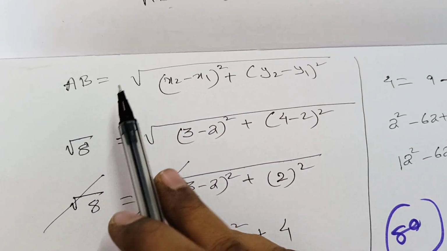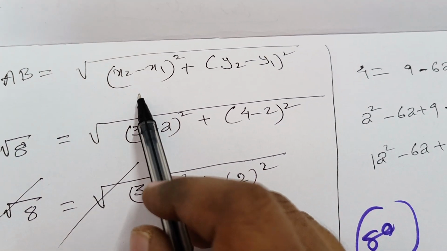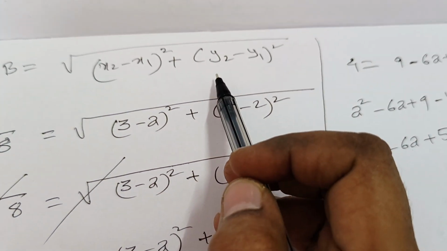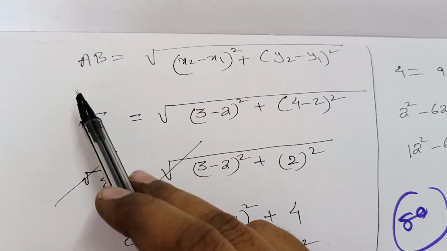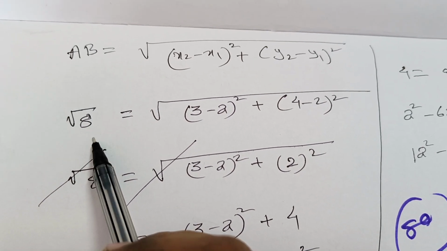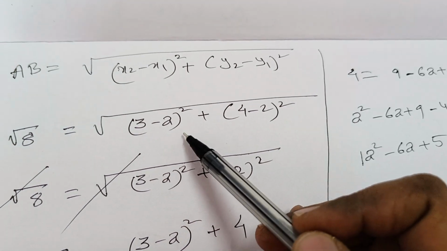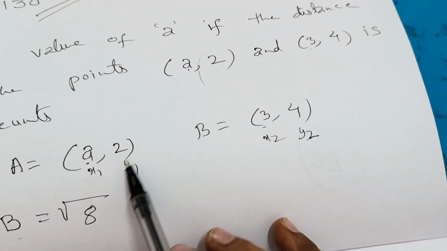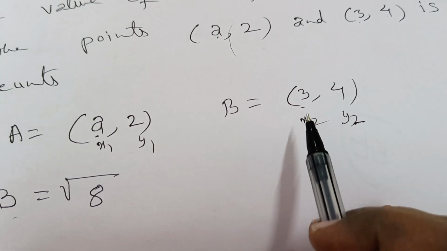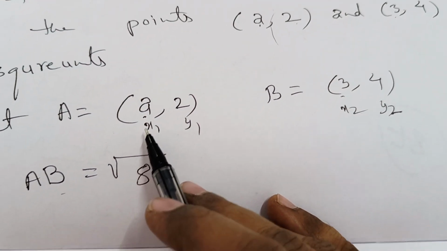So we are applying the general formula. AB is equal to square root of (x2 minus x1) whole square plus (y2 minus y1) whole square. So in place of this AB we are writing square root of 8 is equal to square root of x2 minus x1. So from here we will get the values of x2 and x1. This is 3 and x1 is a.